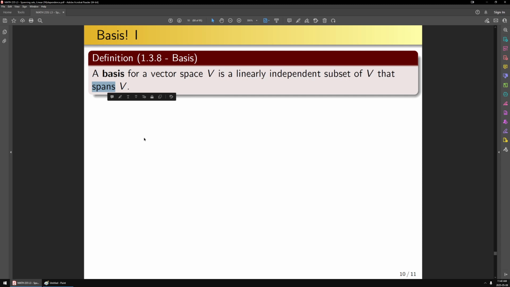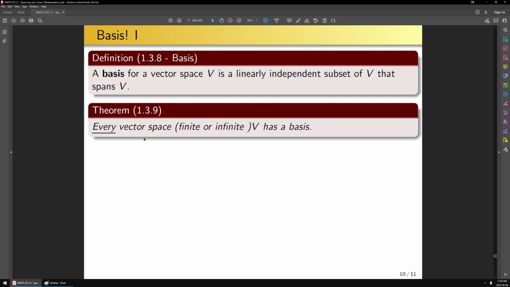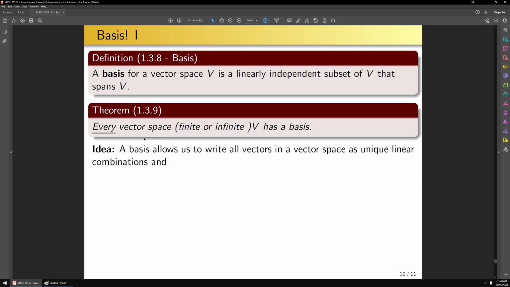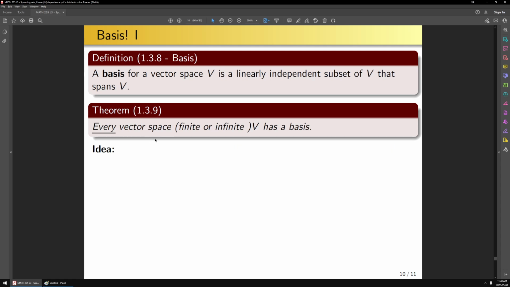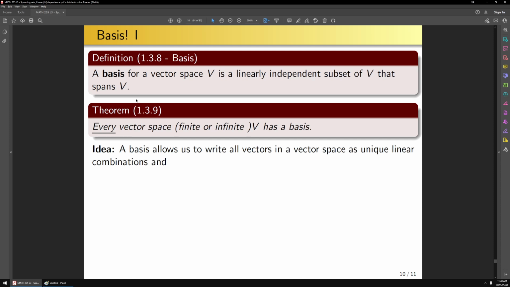All right? Okay. So theorem: every vector space, whether finite or infinite, has a basis. Finite should probably not be super surprising, but infinite vector spaces have a basis as well. Right? So every vector space has a basis. We're not going to prove this, but the idea comment is the thing I said in words up here, right? Without bases, we basically don't really have the ability to do much with the vector space.